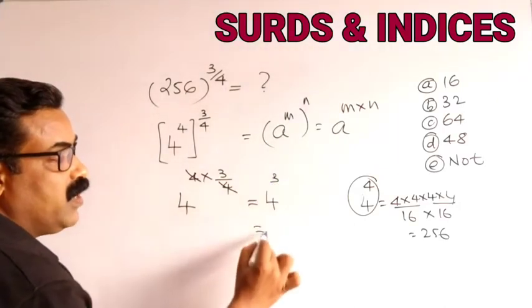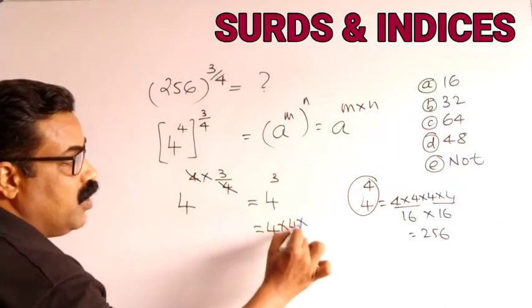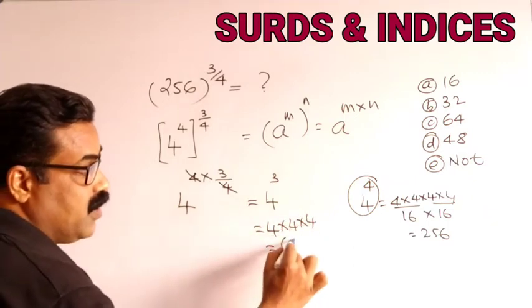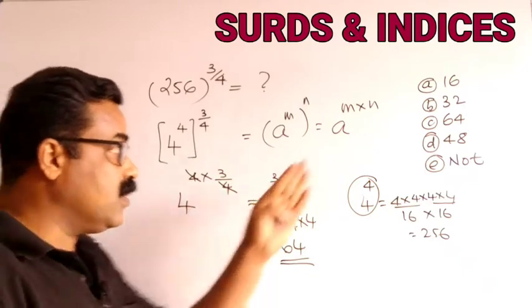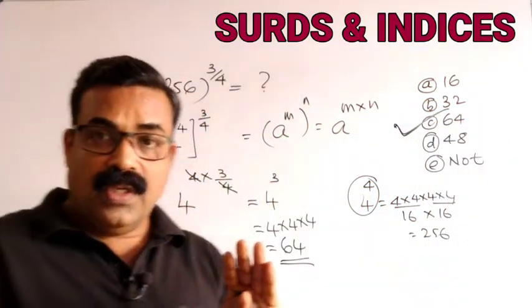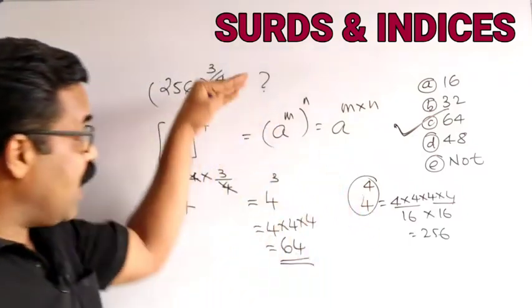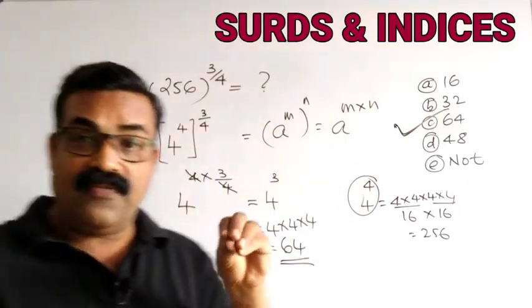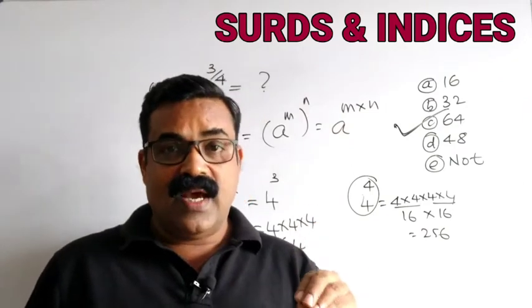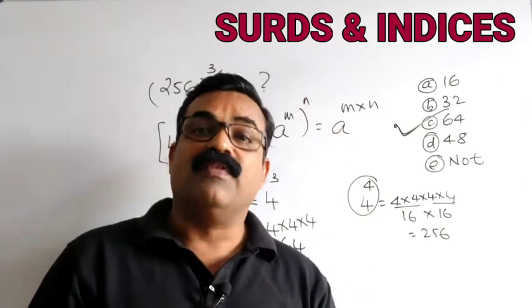So what is 4 power 3? 4 into 4 into 4. 4 into 4 is 16, 16 into 4 is 64. So accordingly, you can mark the correct answer as 64. Now you need not write all these lines in your exam. This is only for explanation purposes. You have to do it within seconds, and that will come only when you practice more and more questions.